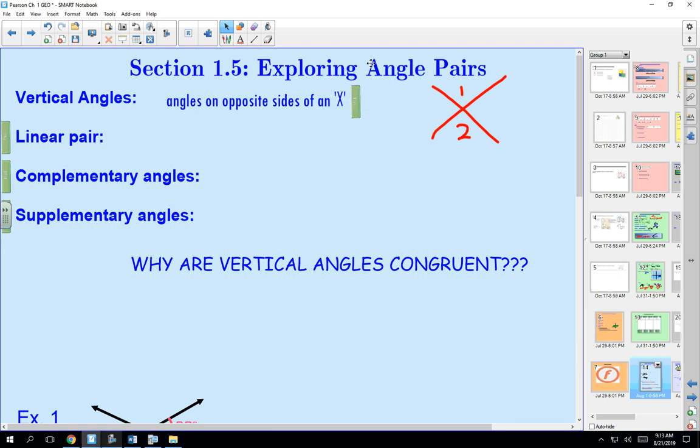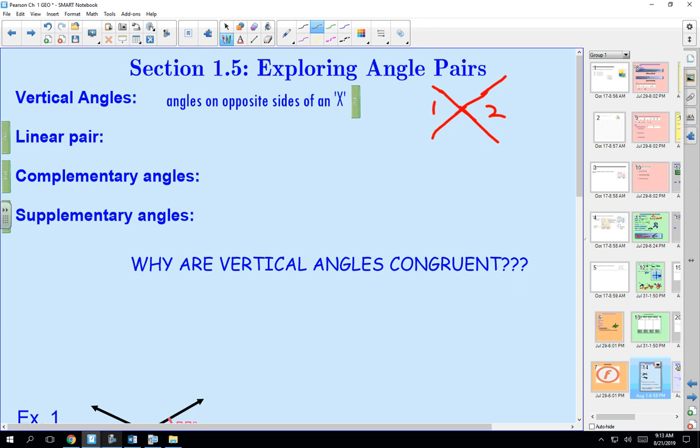Yeah, they're opposite each other. So vertical angles are angles on opposite sides of an X. So angles 1 and 2, those are vertical angles. I could also place angles 1 and 2 here and here, if I wanted to, and those would be vertical angles.